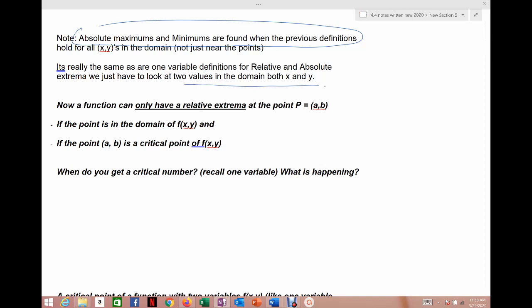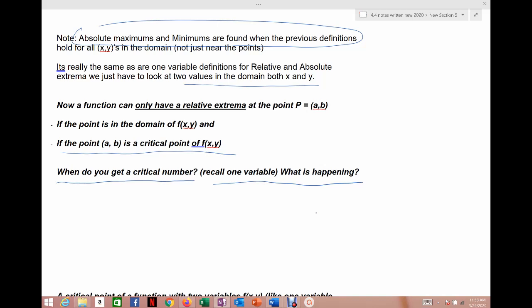Again, we can only have relative extrema at a point. The point would represent an x value and a y value. My x value is a, my y value is b. The point has to be in the domain of my original function. Now, when do we get critical values? Remember, it's similar to the one variable case. In the one variable case, we got critical values at 2 outcomes: either where my function has a stopping point, which has a peak or a valley, or where it didn't exist, or something weird was going on.